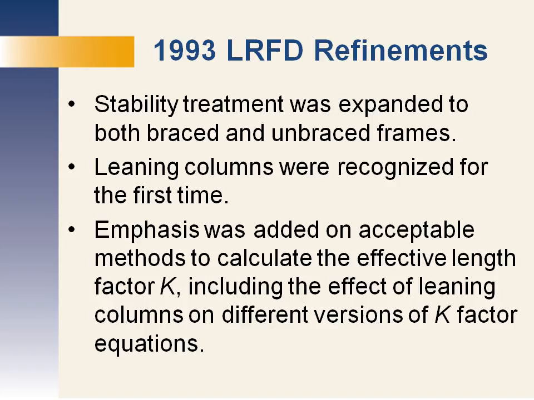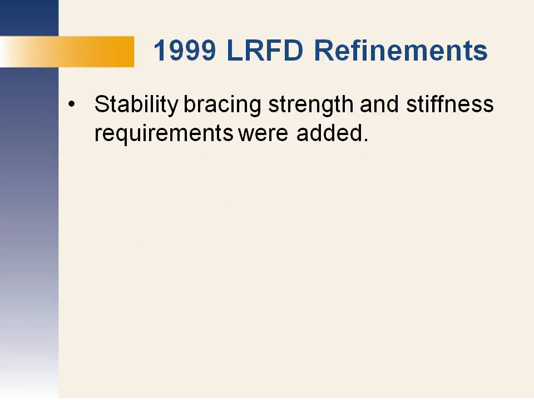In 1993, the LRFD specification also had some developments. Stability treatment was expanded to both braced and unbraced frames. Leaning columns were recognized for the first time. Emphasis was added on acceptable methods to calculate the effective length factor K, including the effects of those leaning columns on different versions of the K-factor equations. There were not many changes in the 1999 LRFD specification relating to stability. There were some stability items added, including bracing strength and stiffness requirements.